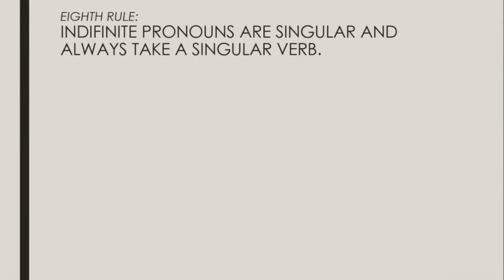Next one is the eighth rule. Indefinite pronouns are singular and always take a singular verb. For example, these indefinite pronouns are someone, somebody, anyone, anybody, and the like. For example, everyone in this batch asks for a refund. Even though our subject and our verb have a prepositional phrase in between, it does not change the number of the subject as well as the verb.